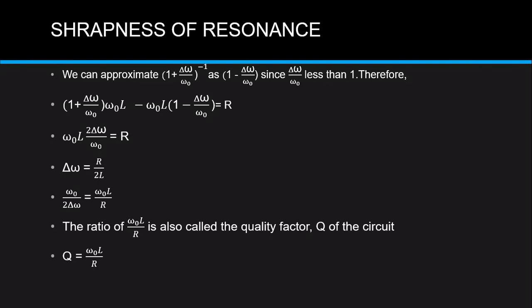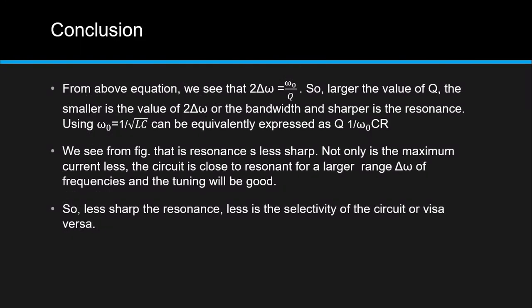Okay, so our conclusion from the above equation is that 2 delta omega equals omega 0 upon Q. So the larger the value of Q, the smaller the value of 2 delta omega, or bandwidth, and the sharper is the resonance. Using omega 0 equals 1 upon root LC, it can be equivalently expressed as Q equals 1 upon omega 0 C R.